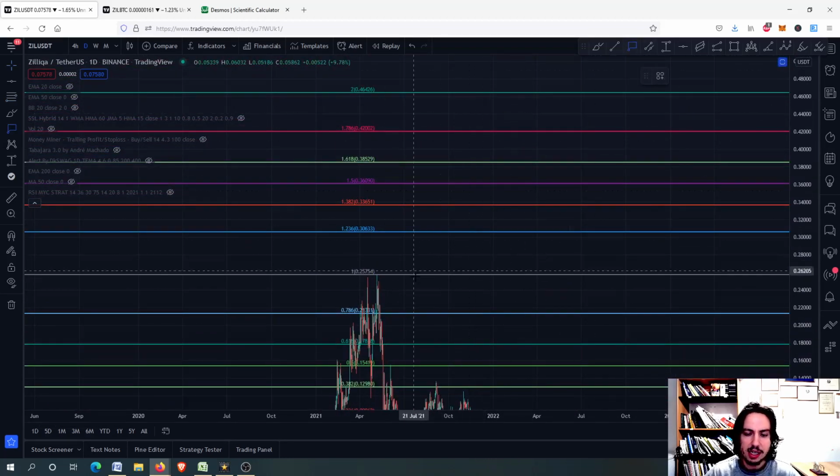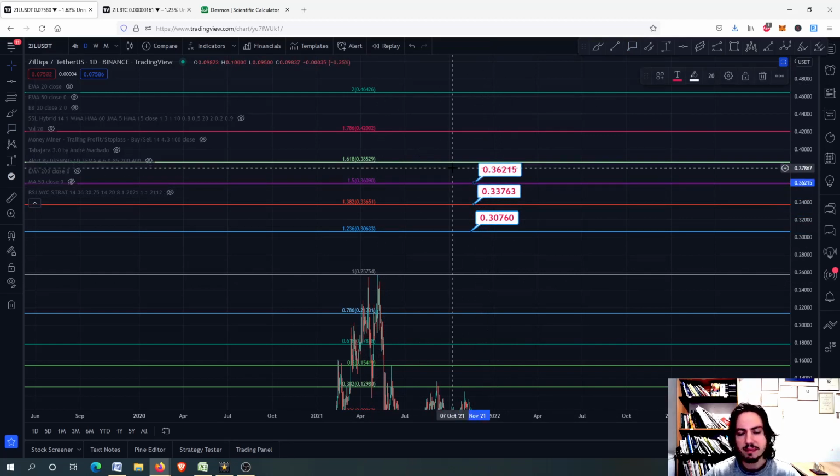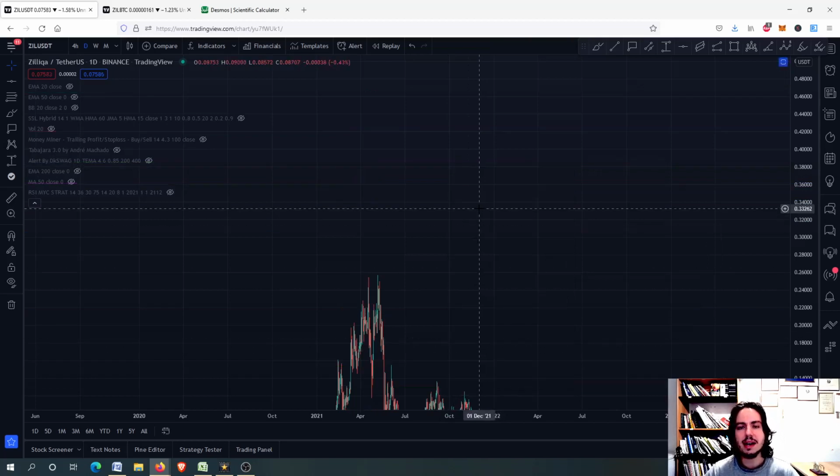For example, if ZIL was to go above the previous all-time high, it will probably stop at the 0.30, at the 0.33, and so on. Okay, so these are more midterm price targets, but the real long-term can be around 0.92. It can even reach the 1 Tether USD.